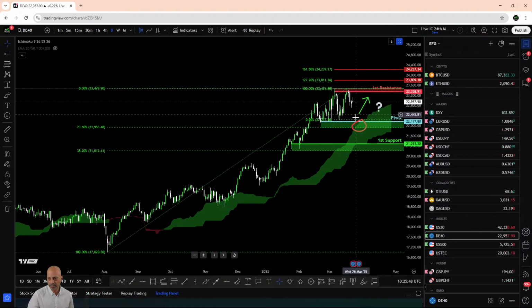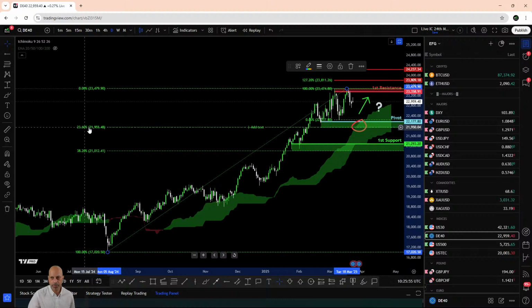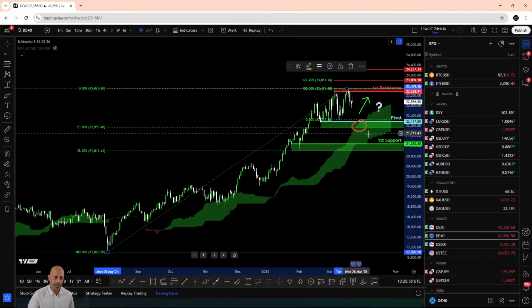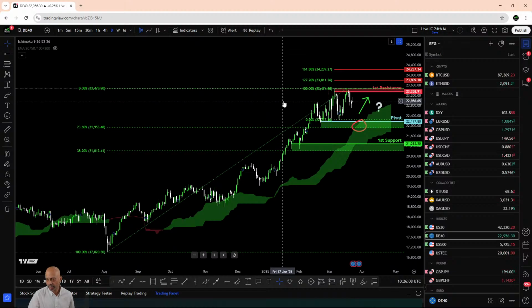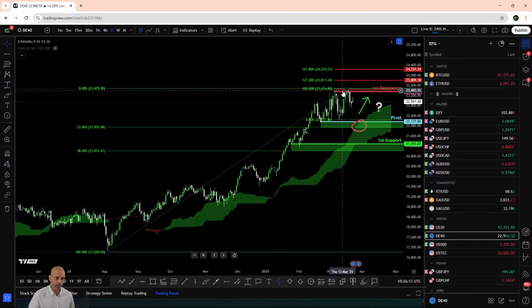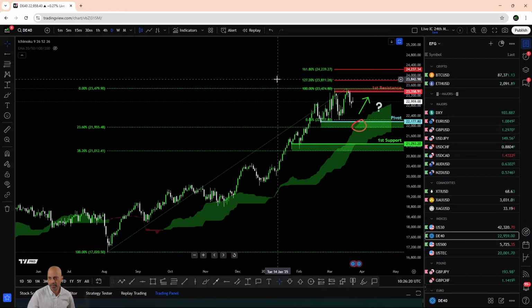If this pullback extends even deeper, perhaps to the intersection here that's highlighted between the Ichimoku cloud, the 23.6% Fibonacci retracement, and the pivot, should we see the index stabilize within this zone, it can help us identify a potential opportunity to go long on the DAX. And then should we see a rebound play out quite nicely, we can then target the first resistance at 23,358 as the first potential take profit target. And of course, should we see this index climb even higher, I would then use the extensions at 127 and 161% as potential targets as well.